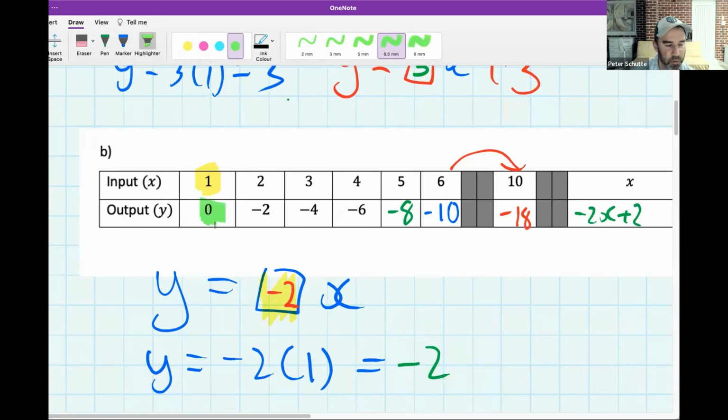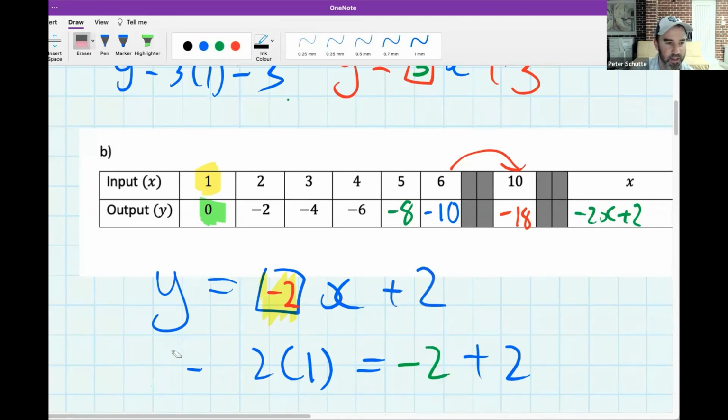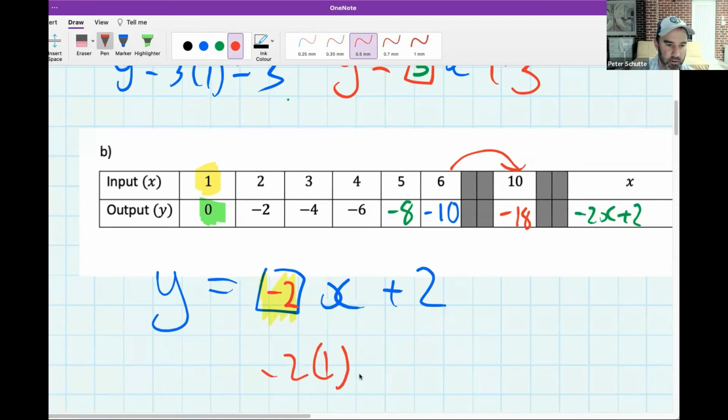But the problem is minus 2 is not what we get in the table. The table ends up with an output of 0. So we have to ask ourselves, what do we add to minus 2 to get it to 0? Like, how do we get it there? I think what most students are saying is, I add 2. And that is the 2 that is going into the formula. Now, if we check our formula, minus 2 times 1 gives us minus 2. If we add 2, we get 0, which works well.